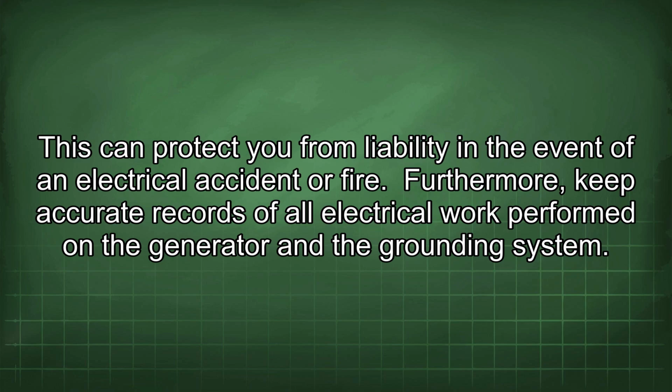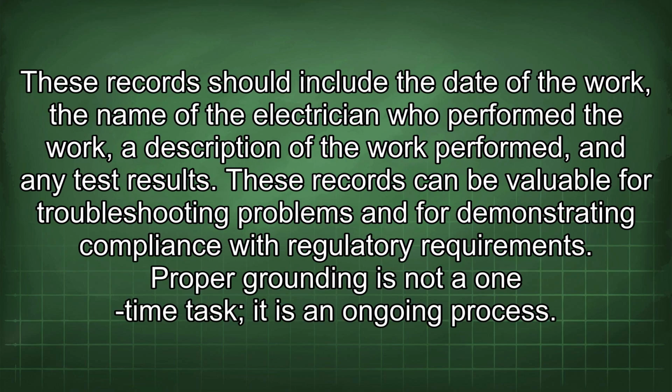Furthermore, keep accurate records of all electrical work performed in the generator and the grounding system. These records should include the date of the work, the name of the electrician who performed the work, a description of the work performed, and any test results. These records can be valuable for troubleshooting problems and for demonstrating compliance with regulatory requirements.